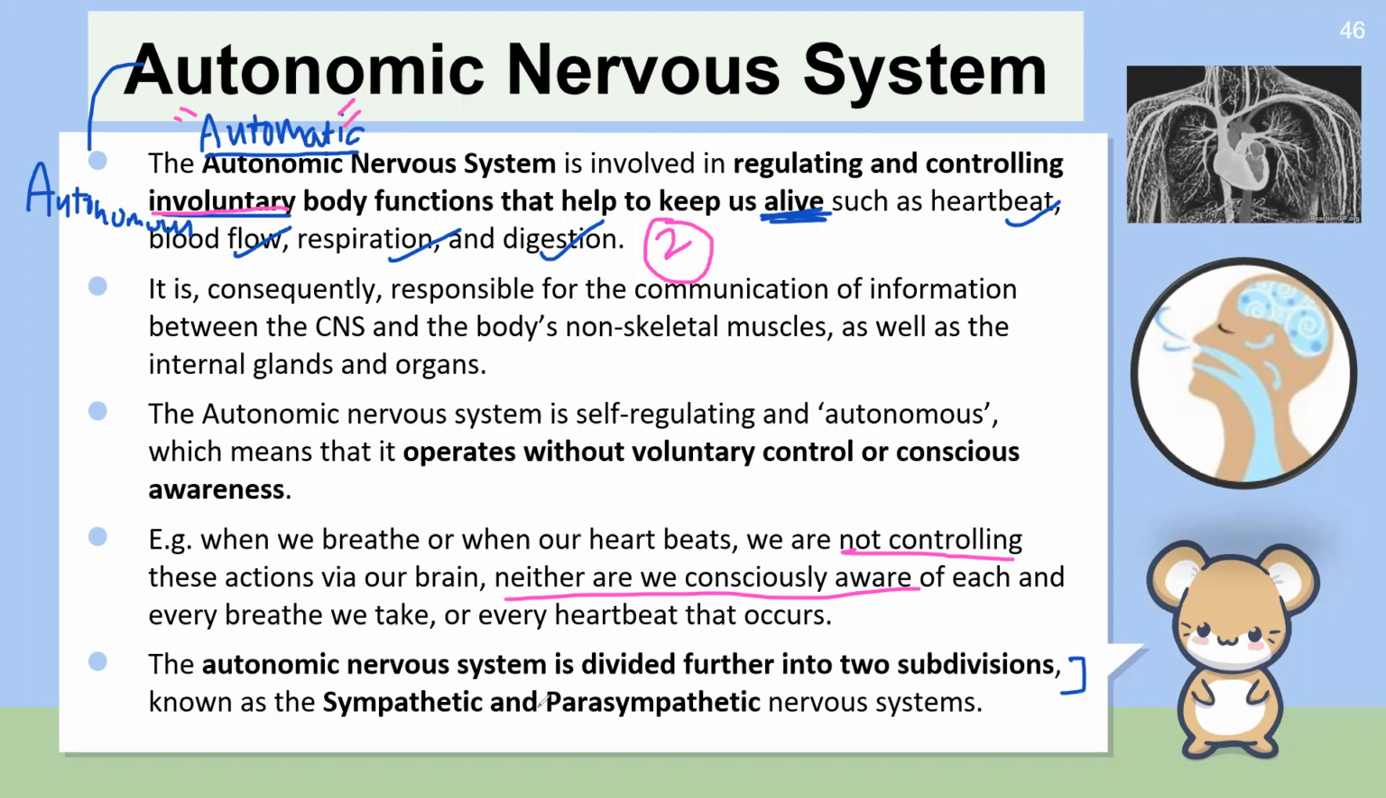Now the autonomic nervous system, like we saw in our hierarchy, is divided into two further subdivisions, one of which is the sympathetic nervous system, and one of which is the parasympathetic nervous system. That's basically what we're going to go through for the rest of this spread today. So let me just go to the next slide.